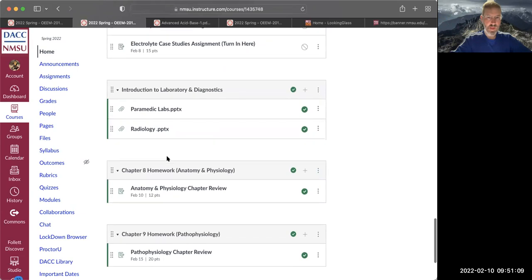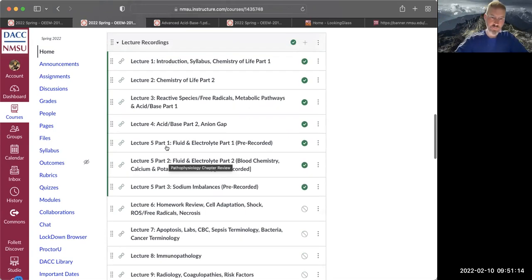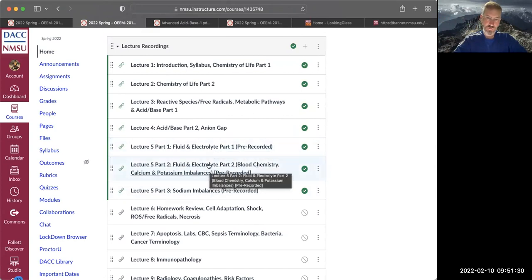And just as a reminder, let me go up. If you go under lecture recordings here, under lecture 5, that's technically what today is, lecture 5. In addition to this lecture that I'm recording, and I'll upload that later, just remember there are 3 pre-recorded lectures. There's fluid and electrolyte part 1, and there's fluid and electrolyte part 2, where I go into some detail in the blood chemistry and I talk about calcium and potassium imbalances, specifically how to approach them and how to treat them.